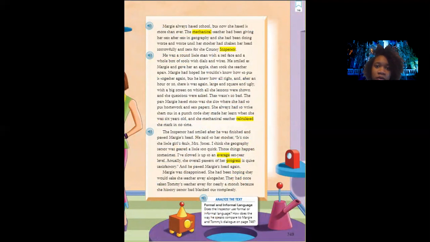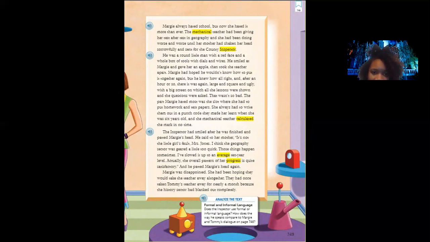Margie always hated school, but now she hated it more than ever. The mechanical teacher had been giving her test after test in geography, and she had been doing worse and worse until her mother had shaken her head sorrowfully and sent for the county inspector. He was a round little man with a red face and a whole box of tools with dials and wires. He smiled at Margie and gave her an apple, then took the teacher apart. Margie had hoped he wouldn't know how to put it together again, but he knew how all right, and after an hour or so, there it was again, large and square and ugly, with a big screen on which all the lessons were shown and the questions were asked.